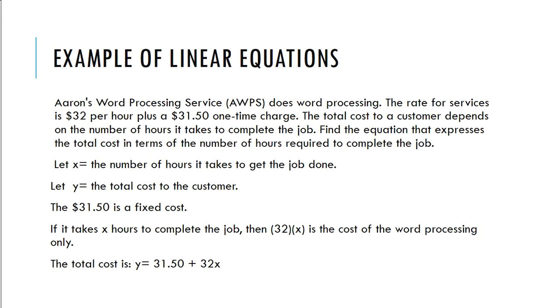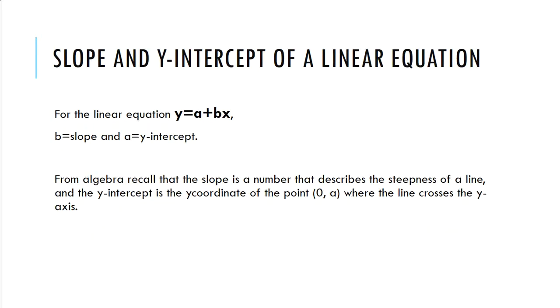Let x be the number of hours it takes to get a job done, and let y be the total cost to a customer. Let's break this down. The $31.50 is a one-time charge. Regardless of what you're getting done, you get that charge added. Then the $30 is for each hour after that. So we can write this as a linear equation: y equals that fixed cost of 31.50 plus 30 times x, where x is the number of hours to get a job done.